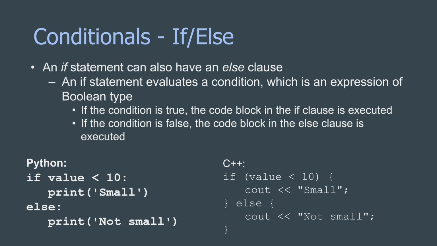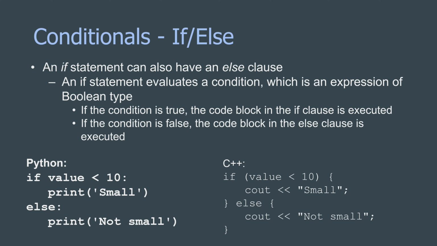You can think of the else statement as being an implicit condition. It's sort of like the opposite of the condition that's mentioned in the if line. So we're saying if the value is strictly less than 10, then we print small, otherwise, and of course otherwise means if the value is greater than or equal to 10, we want to print not small.